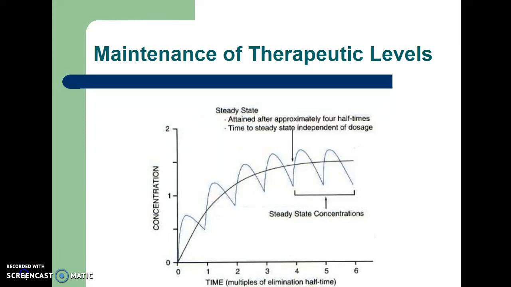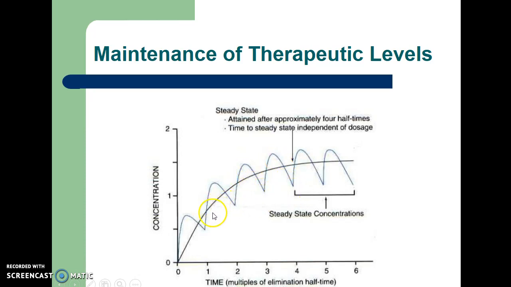Let's talk more about the maintenance of therapeutic levels. In general, we want our concentrations to not vary a whole lot and kind of hug this curve that I show here until they reach steady state. If you notice, when we administer another dose of a drug, it increases the amount of the drug in the system, and then it will drop to a low level and then go up again.